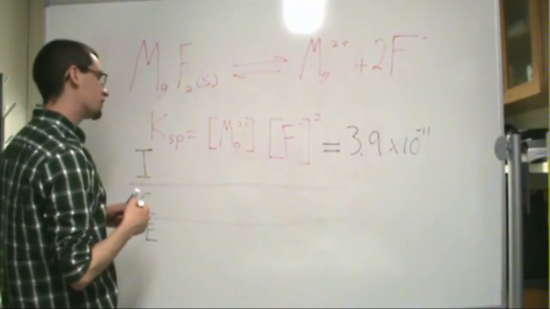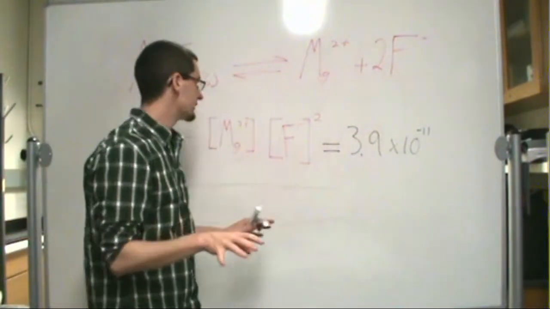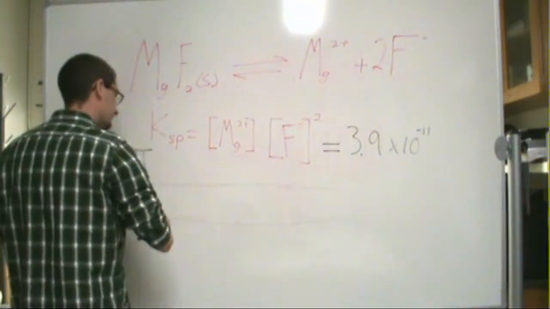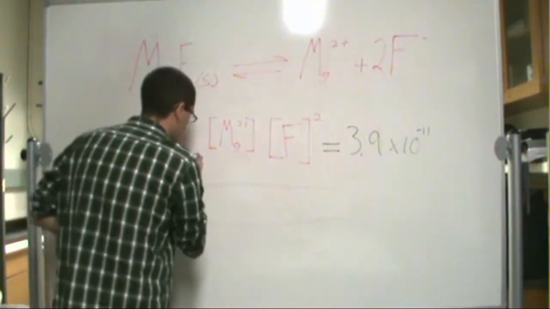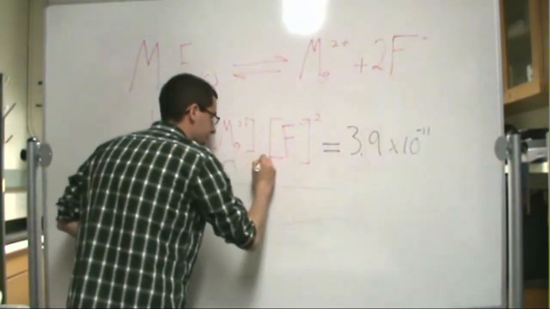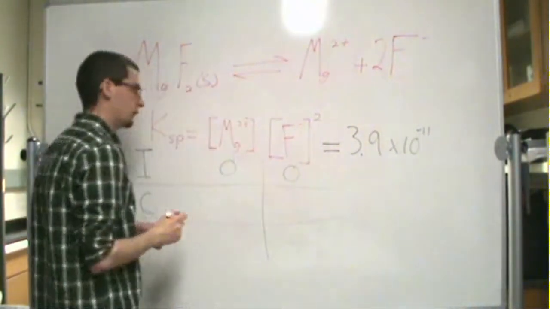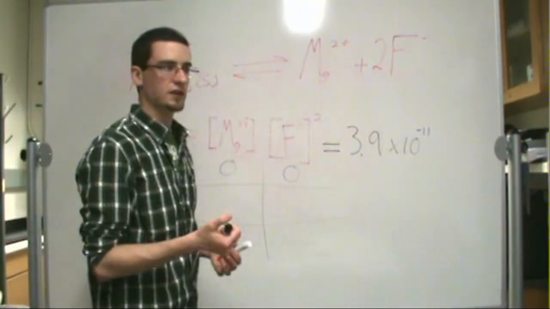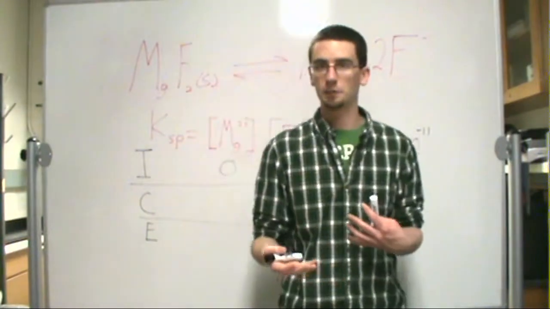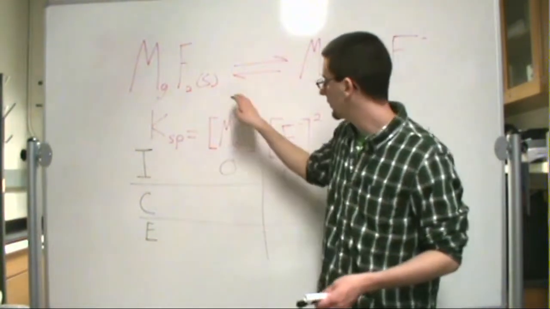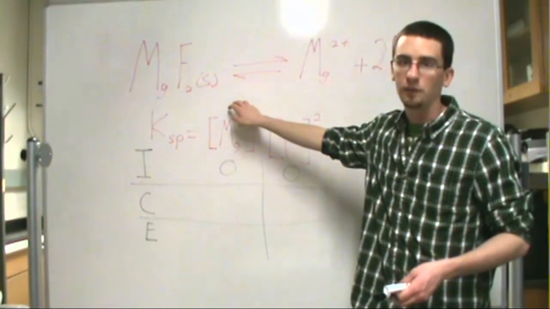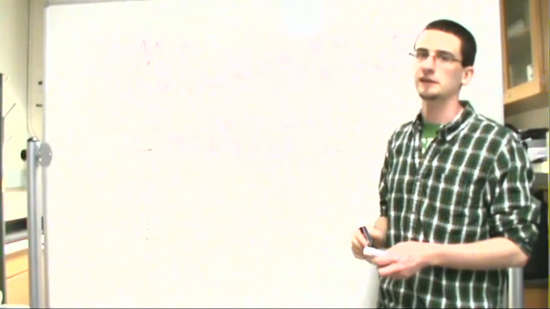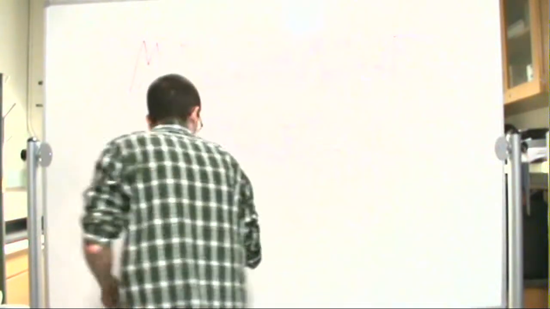All right, so initially, before we put any of the magnesium fluoride in our solution, we have 0 magnesium, 0 fluoride. The change. So we have to determine the change. This is where algebra comes into play. So we term one an unknown coefficient, and we term the other related to it. So for simplicity's sake, let's say the magnesium is just X.